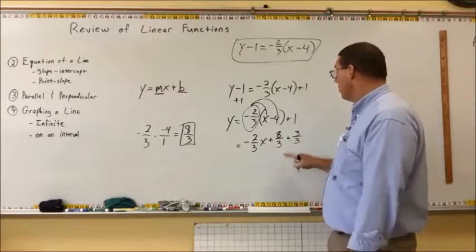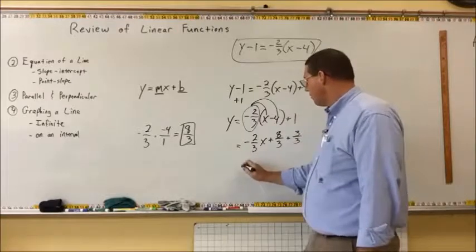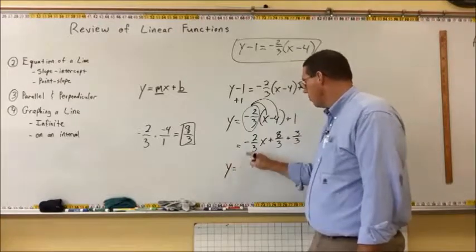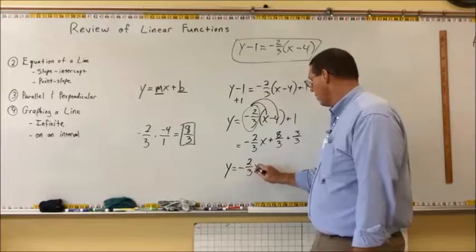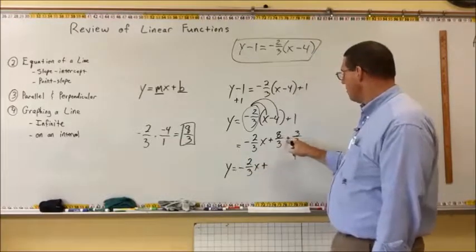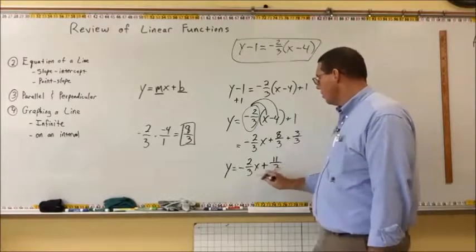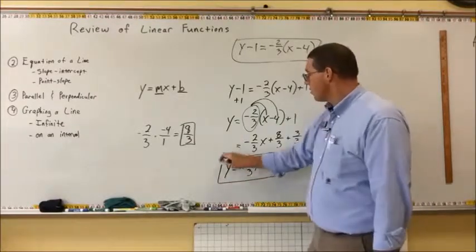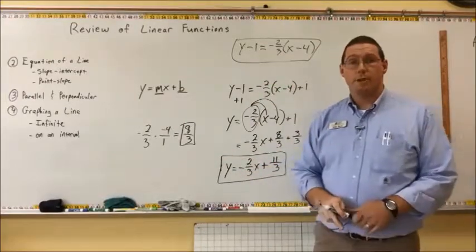Sorry, that's what I meant to say. We need a common denominator. And 8 plus 3, well, that's 11. So here's what we're going to have. Y equals, this is going to stay the same, negative 2/3 x plus 8 plus 3 is 11, 11 over the common denominator 3. And now we have this same line right here is now in slope-intercept form.